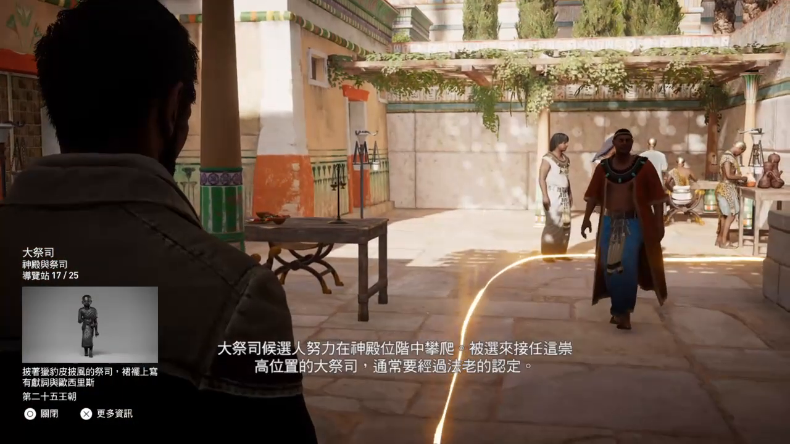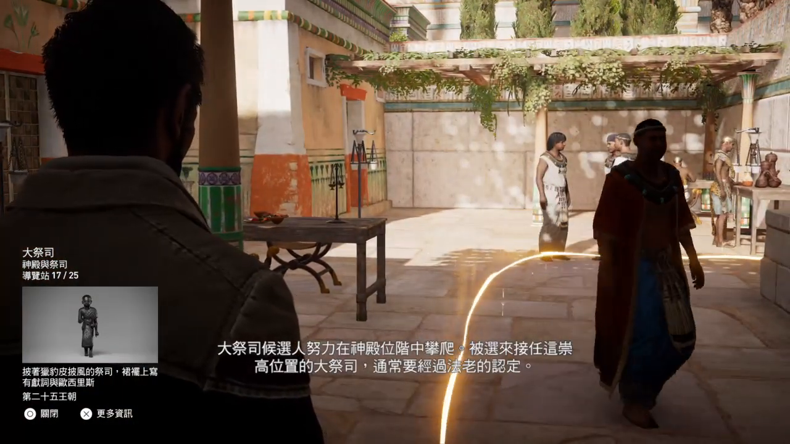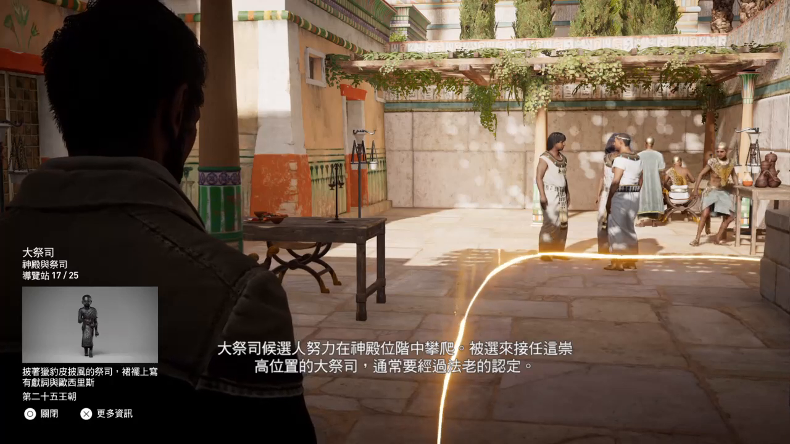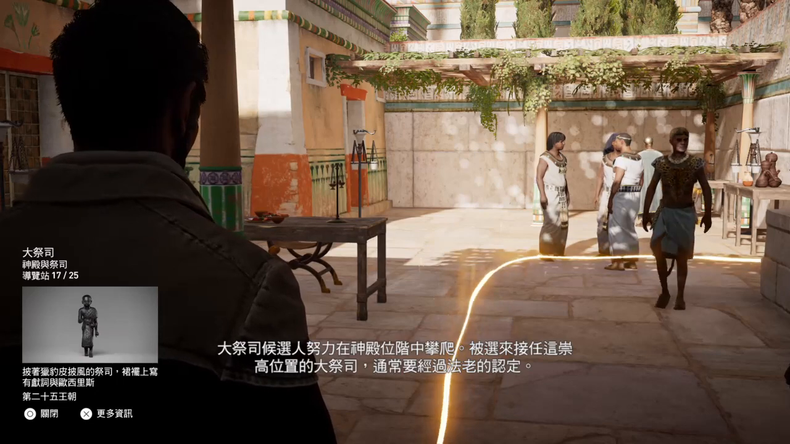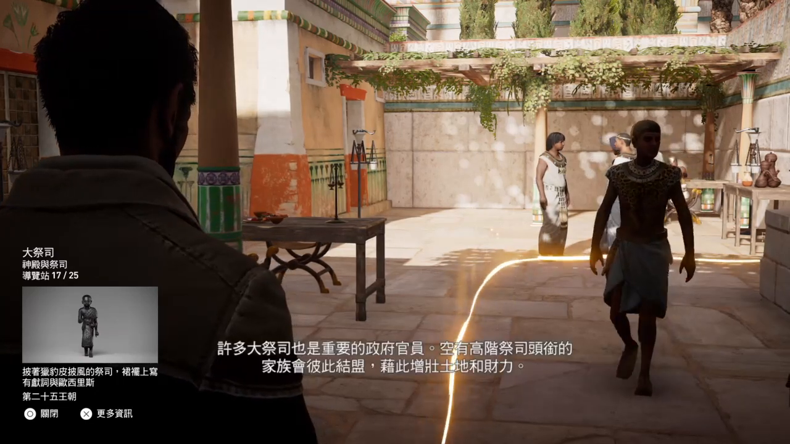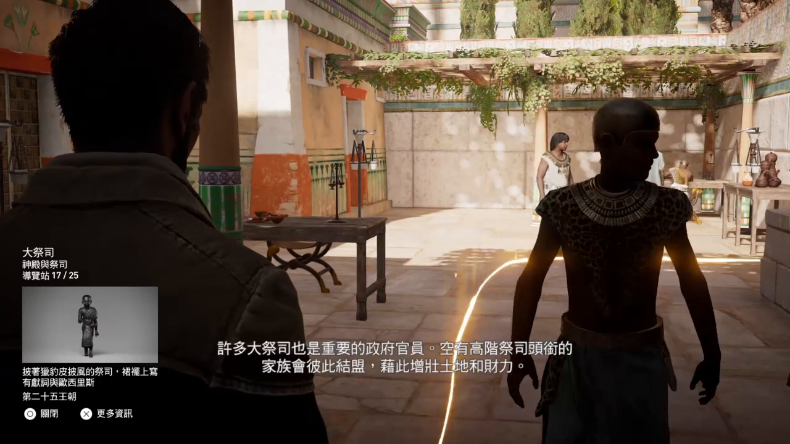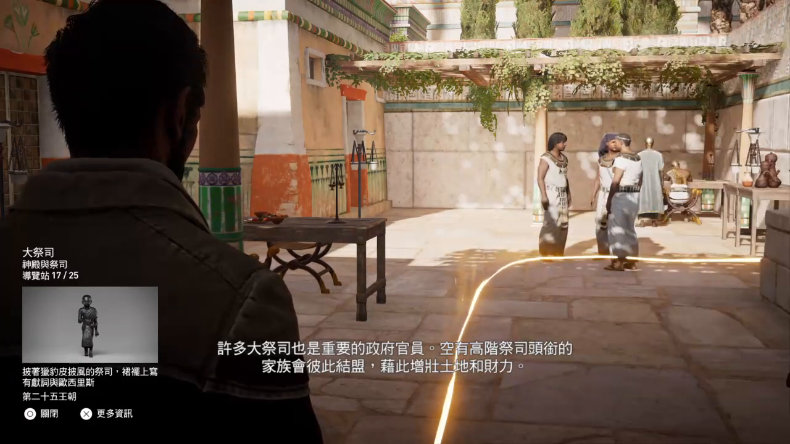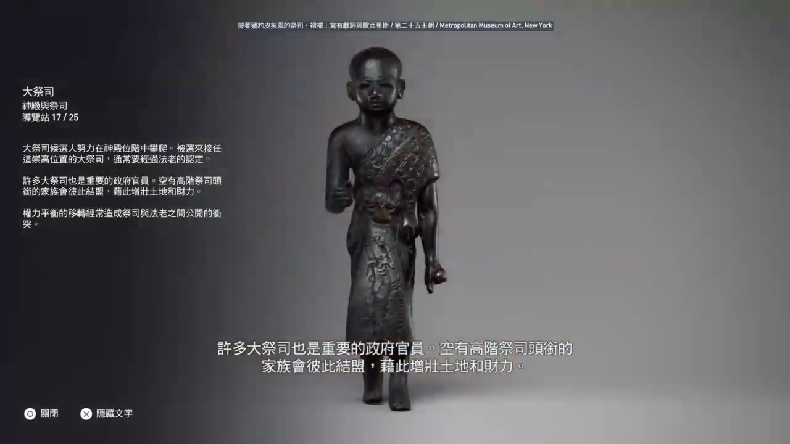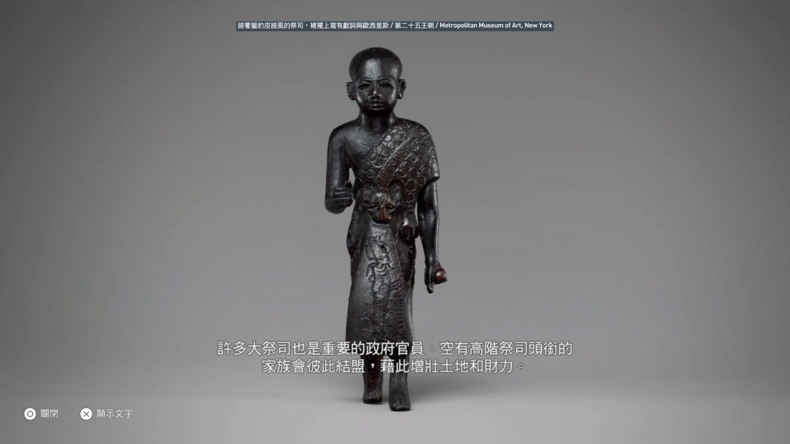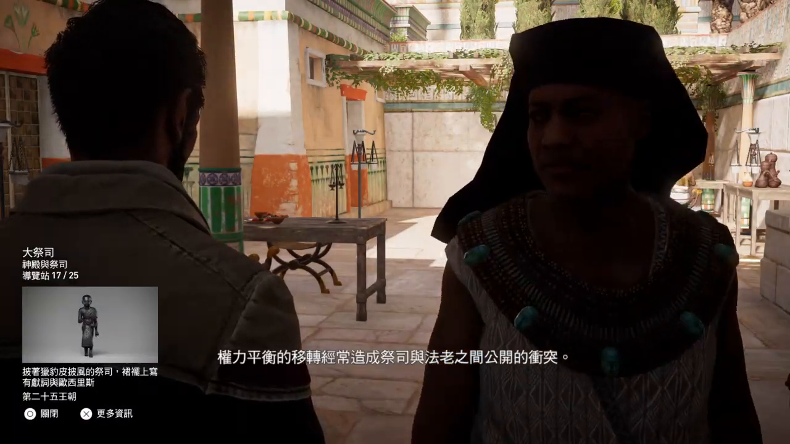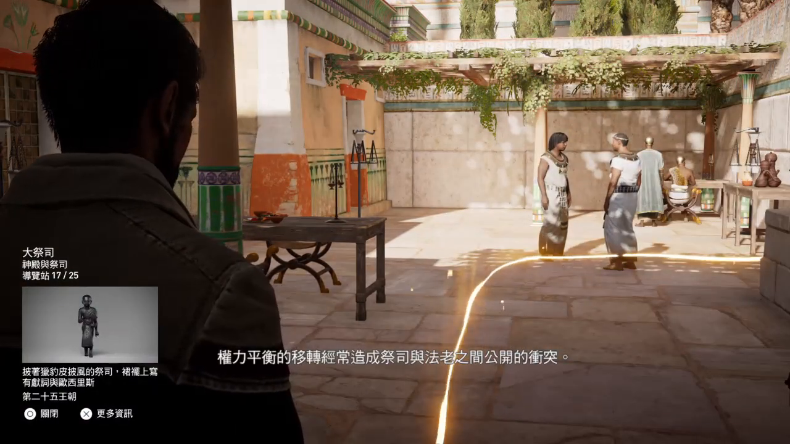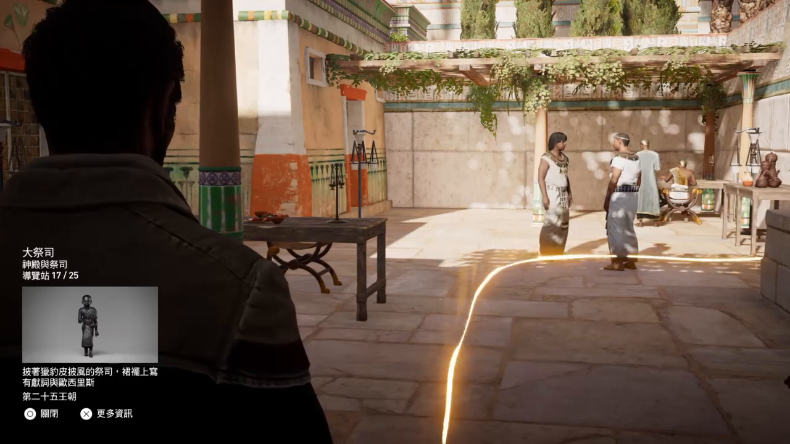High priest candidates made their way up the ranks of the temple hierarchy. The one chosen to occupy the lofty position of high priest was usually confirmed by the pharaoh. Several of the high priests were also important officials in the government. Families sharing the highest priesthood titles tended to make many alliances, thereby gaining more land and wealth. Shifting balances of power sometimes resulted in more or less open conflicts between the priesthood and the pharaohs.